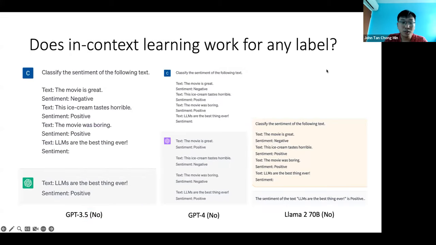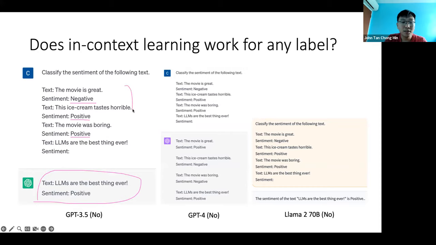Next is, does in-context learning work for any label? So over here, we swap the labels. Previously I said the movie is great is positive. Now I say it's negative. This is directly against what the LLM has been trained on. It's like giving it wrong advice, wrong examples. Let's take a look at what each of them does. ChatGPT says positive.